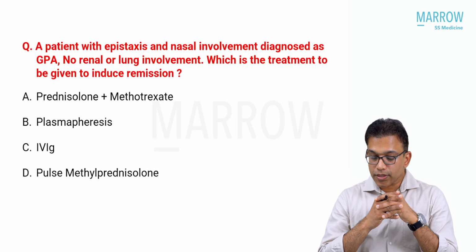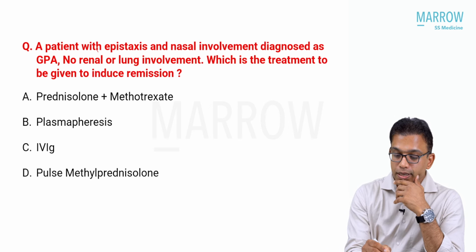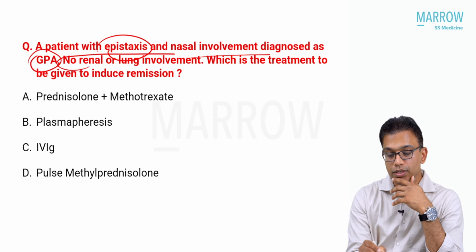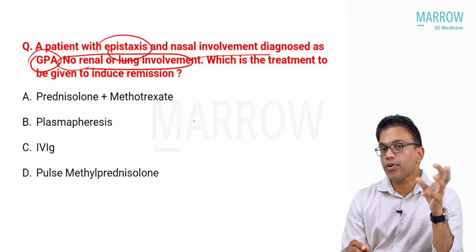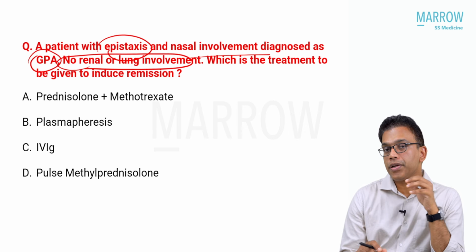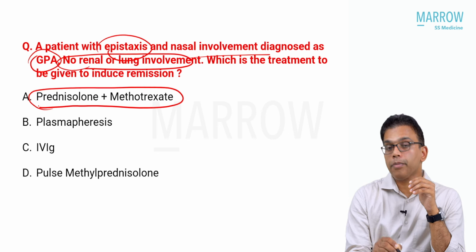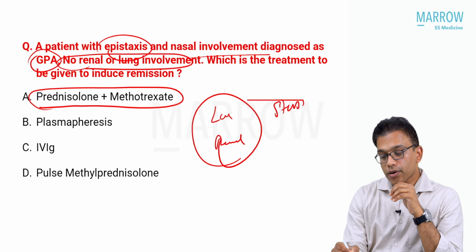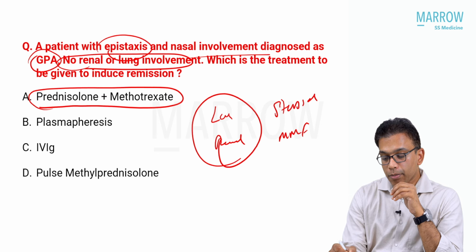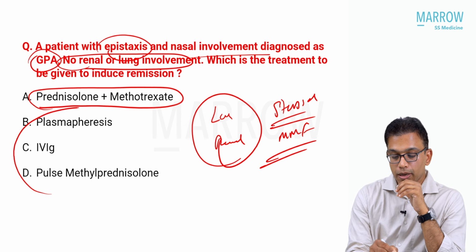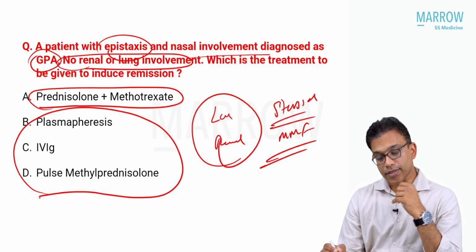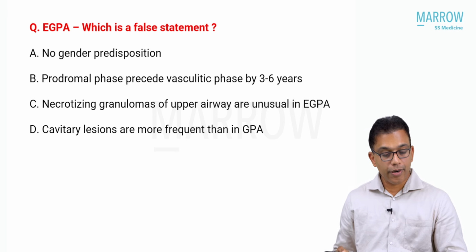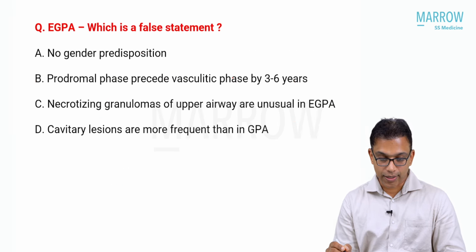So this is another question which is related to GPA. A patient is having epistaxis, nasal involvement, diagnosed already. They have given the diagnosis as GPA, but there is no systemic involvement. What is the correct treatment to induce remission? So if there is no systemic involvement, you are justified in treating with prednisolone and methotrexate. But if there is lung involvement, renal involvement, etc., definitely you require steroid, some sort of immunosuppressants like MMF, and depending on the case, you may select plasmapheresis, IVIG, pulse steroid, etc., depending upon the severity. So nasal limited Wegener's granulomatosis, you can treat with prednisolone and methotrexate.